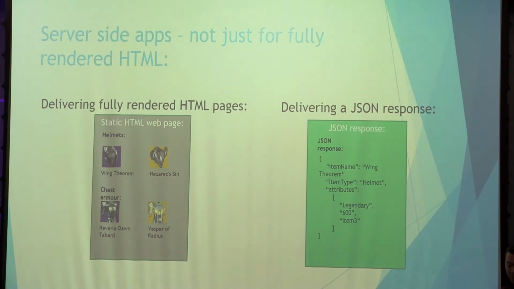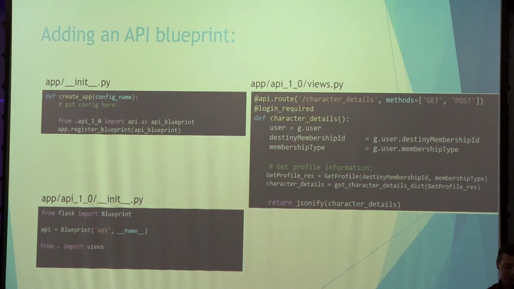So I'll take you through a React and a jQuery step through now. First of all, we have to add the API blueprint. And again, this is all pretty well documented. Especially with Flask now, adding APIs is pretty easy. Your app is separated out by blueprints, and in this case, I have an API blueprint. So the API 1.0 blueprint is in the create app function.